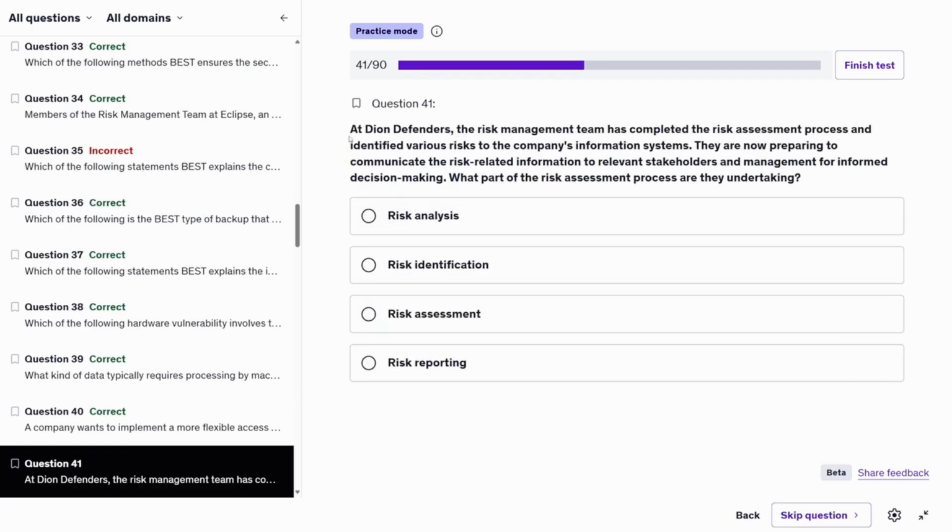At Dion Defenders, the risk management team has completed the risk assessment process and identified various risks to the company's information systems. They are now preparing to communicate the risk-related information to relevant stakeholders and management for informed decision-making. What part of the risk assessment process are they undertaking? And this is referred to as risk reporting.